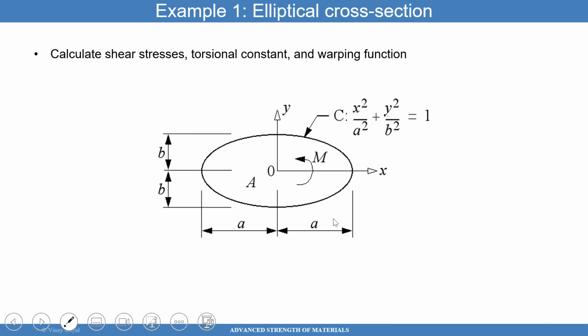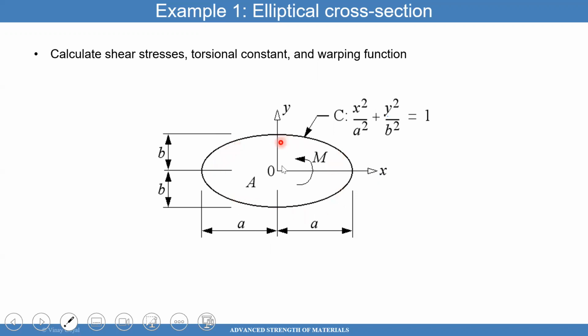Imagine a cylinder that has a cross-section that's like an ellipse. The question they're asking here is, what is the shear stress? Where is the max shear stress occurring? What is the torsional constant? And does the plane come out of plane? If it comes out of plane, by how much? Very good questions here that we can study using the concepts that we discussed.